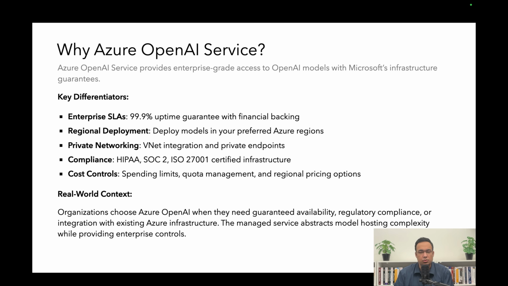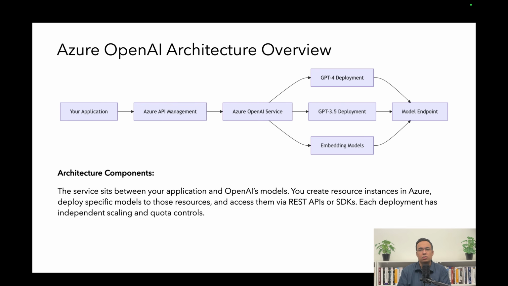Organizations typically choose Azure OpenAI when they need guaranteed availability, regulated compliance, and integration with the existing Azure infrastructure. The managed service abstracts model hosting complexity while providing enterprise controls that you would otherwise have to build yourself. So now let's look at the architecture overview to understand how these components fit together.